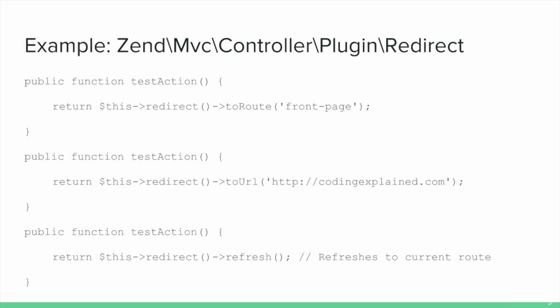The redirect plugin redirects the user to a given destination. This can either be a route, a URL, or to self by performing a refresh. This automatically modifies the HTTP response by setting the appropriate status code along with the location header. So this saves us quite a bit of work and is very convenient. And it's something you might need quite often.